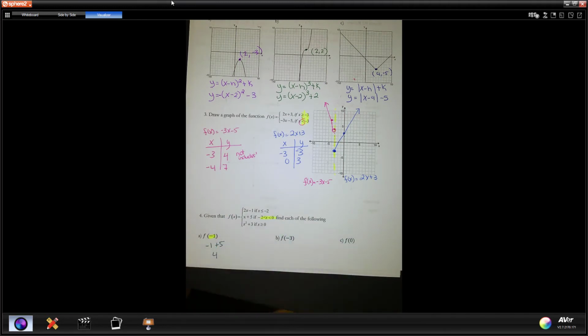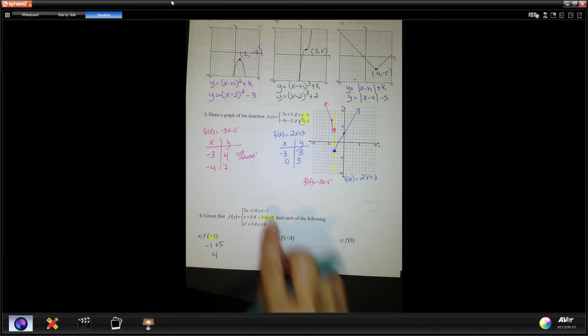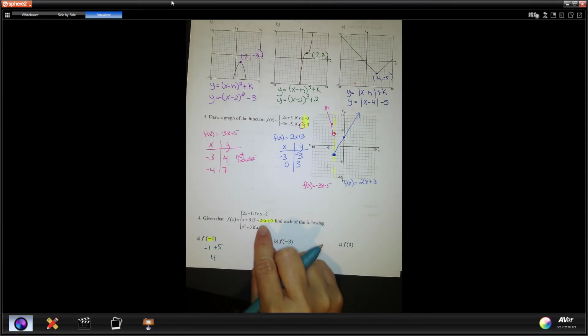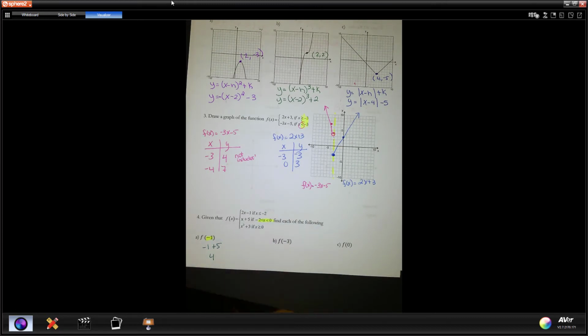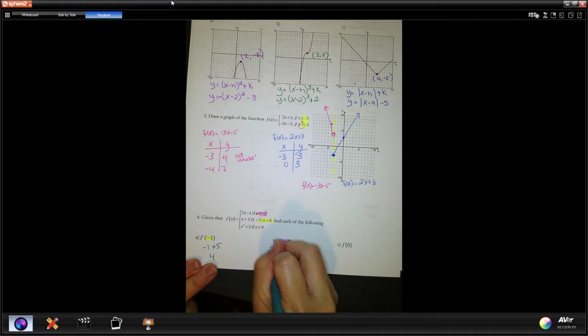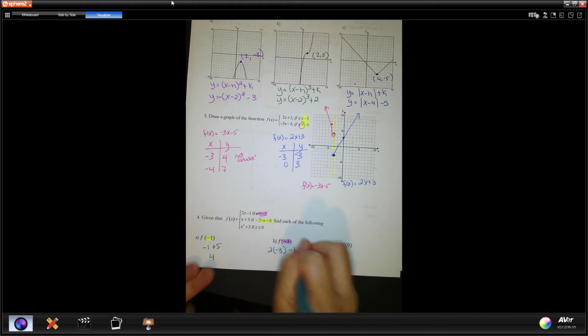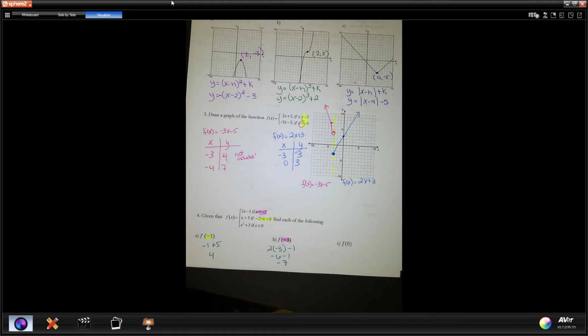is 4. If we looked at the next one, f of negative 3, that negative 3, is that going to be less than or equal to negative 2? Is that going to be between negative 2 and 0? Or is that going to be greater than or equal to 0? We're going to find that this negative 3 falls in that range. So we're going to go 2 times negative 3 minus 1. So that would be negative 6 minus 1, so that is negative 7.